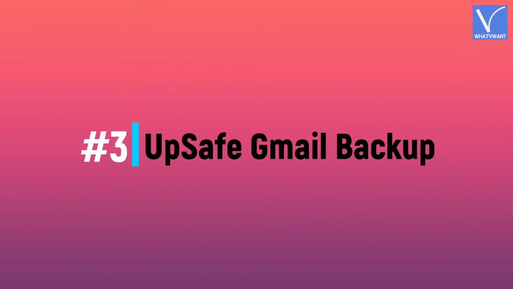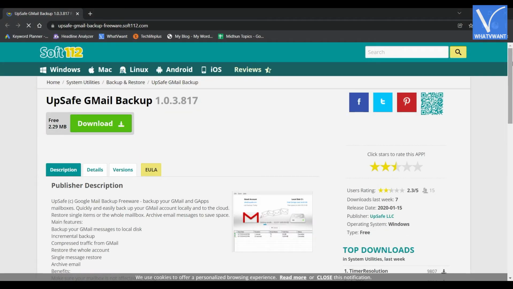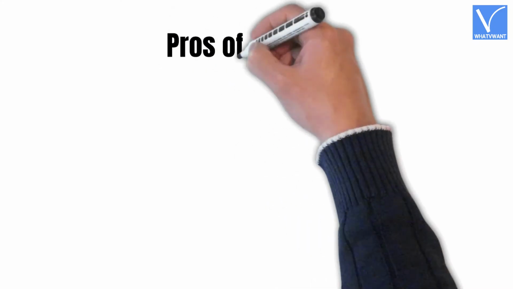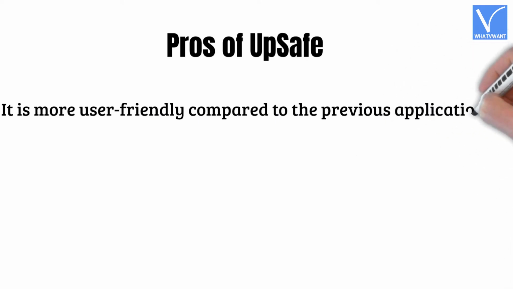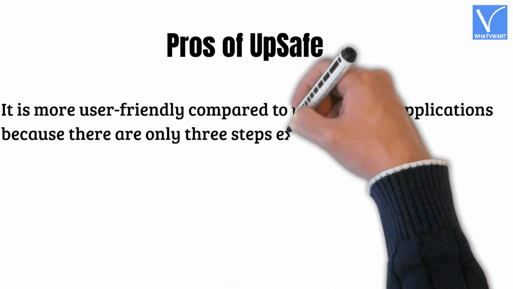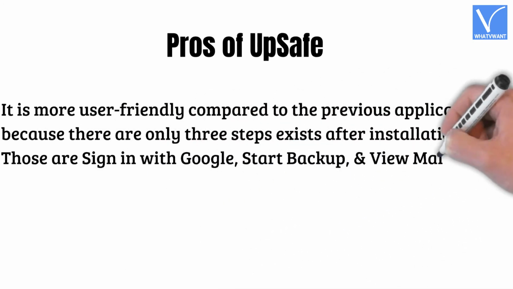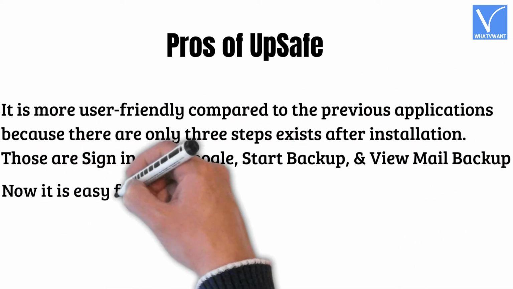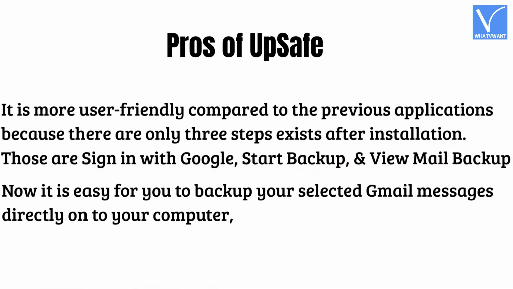Number 3. UpSafe Gmail Backup. UpSafe is more user-friendly compared to the previous 2 applications. By using UpSafe, you can back up all messages in your Gmail directly onto your computer. Pros of UpSafe. It is more user-friendly compared to the previous applications because there are only 3 steps after installation. Those are sign in with Google, start backup, and view mail backup. Now it is easy for you to back up your selected Gmail messages directly onto your computer.